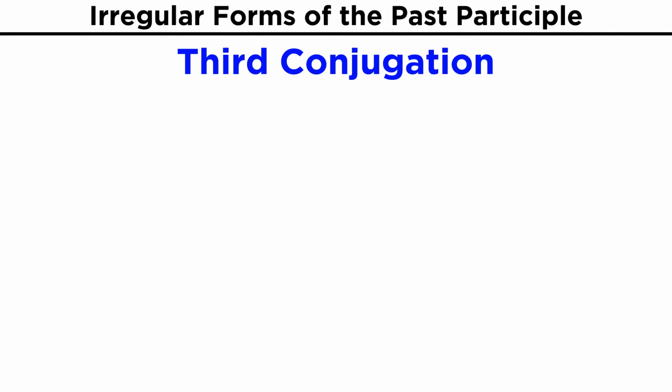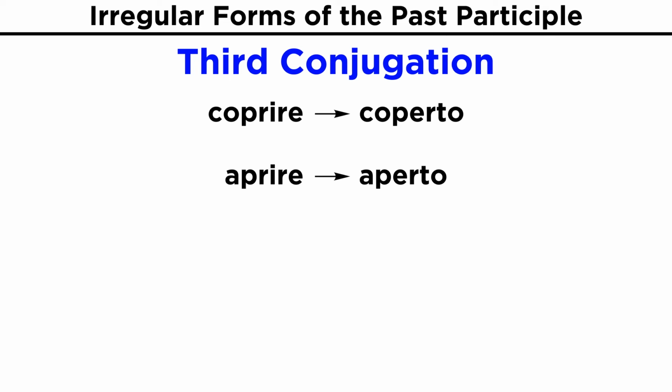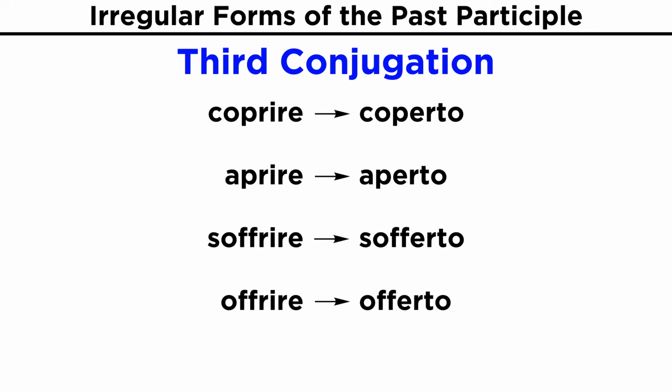For the third conjugation, coprire becomes coperto. Aprire becomes aperto. Soffrire becomes sofferto. Offrire becomes offerto. And dire becomes detto. These will take some time to memorize, but as with everything else, repetition and familiarity will be the key.